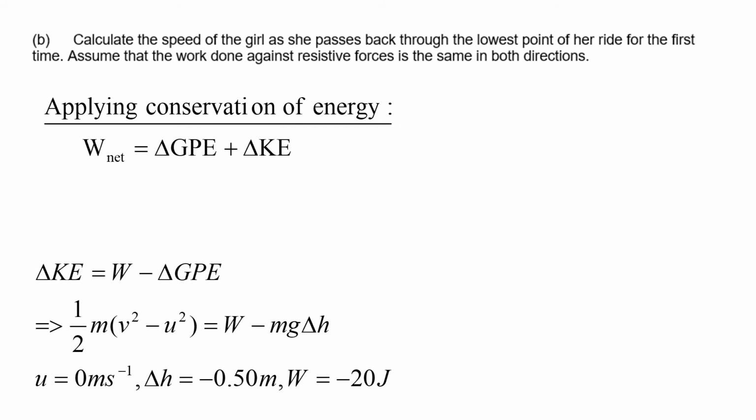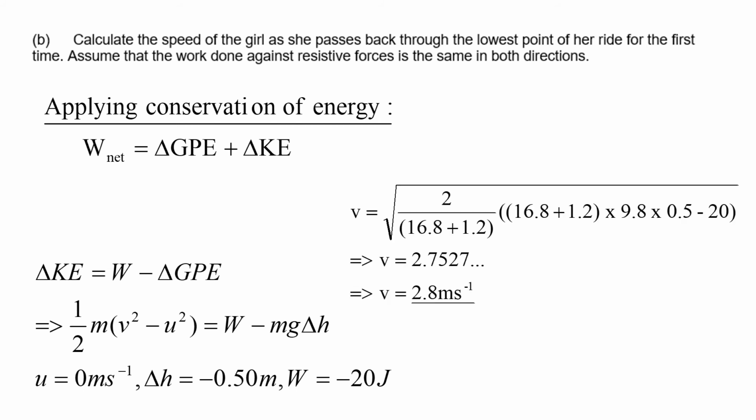The initial speed is 0 at maximum displacement. We know the change in height is ½ meter downwards. And we know the work done by air resistance would be minus 20 joules, because it's always opposite to the motion or the velocity. So we can rearrange our expression to give us velocity, substitute our values in, and that comes out as 2.8 meters per second there.